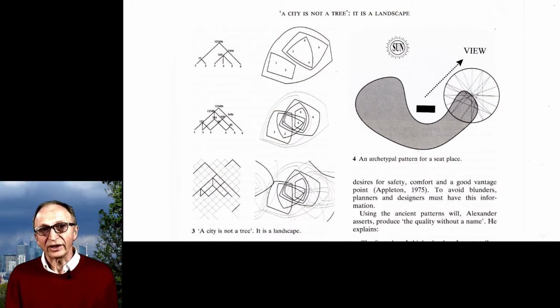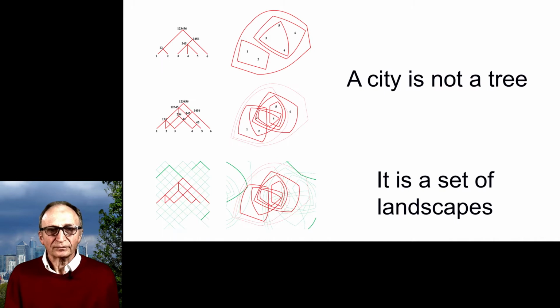As shown in Figure 3, the argument can be taken further. A city is not a tree. It is not even an object. It is a set of landscapes. Every characteristic overlaps a host of other characteristics. Thinking about city structure led Alexander to recommend a second approach to the problem of complexity in design.